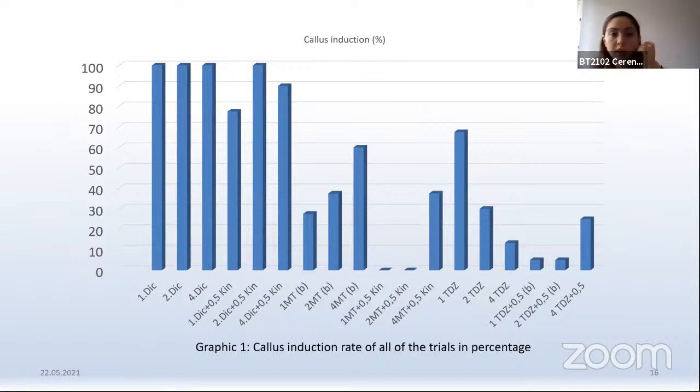When we look at the callus induction, dicamba again has a rate of nearly 100, but when we look at meta-topolin and TDZ, especially mixed with 0.5 kinetin, it is down to 0. When we look at them alone, again we can see callus induction decreased when we increased the concentration of TDZ, but it's not the same in meta-topolin. When we increase the concentration, it increased the callus induction too.